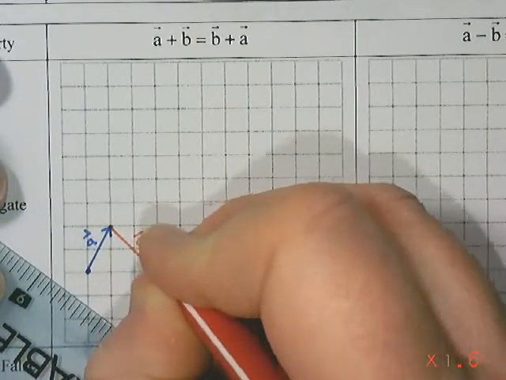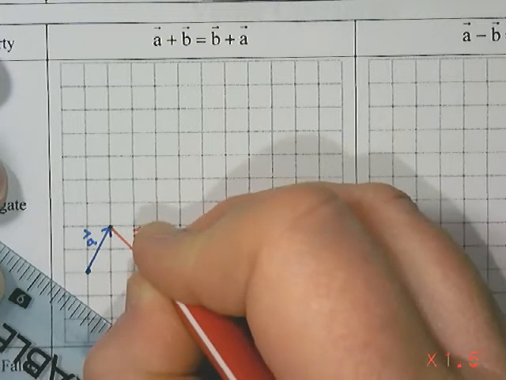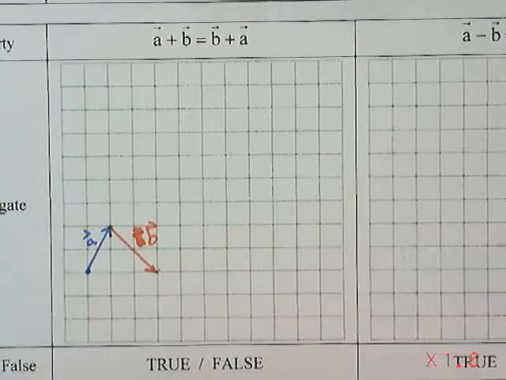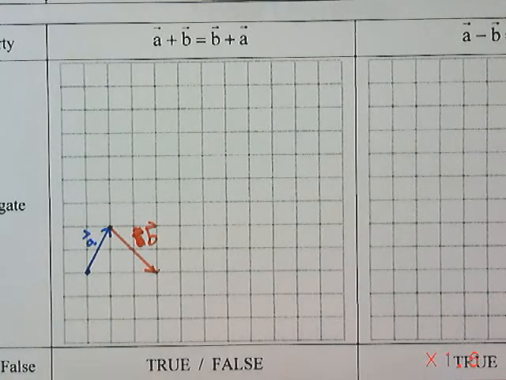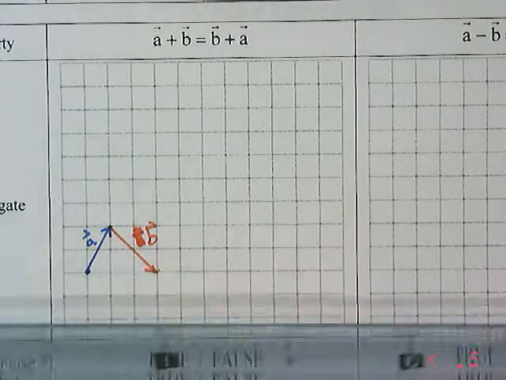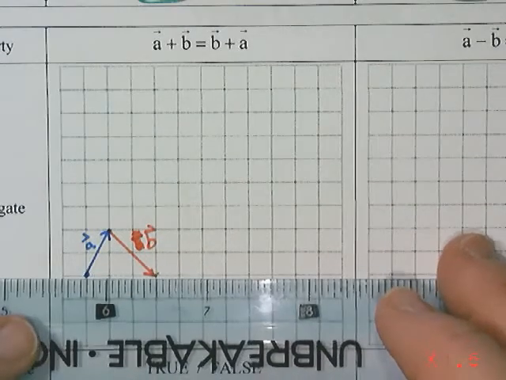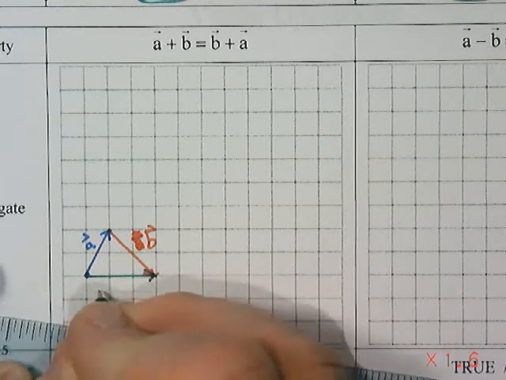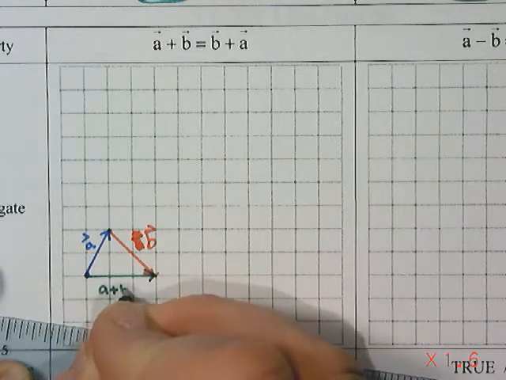Line them up head to tail. Oops, that's a B, not an A. I have no idea what I just wrote. Let's try this again. There we go. And then my resultant starts where we started and ends where we ended. So this would be A plus B.